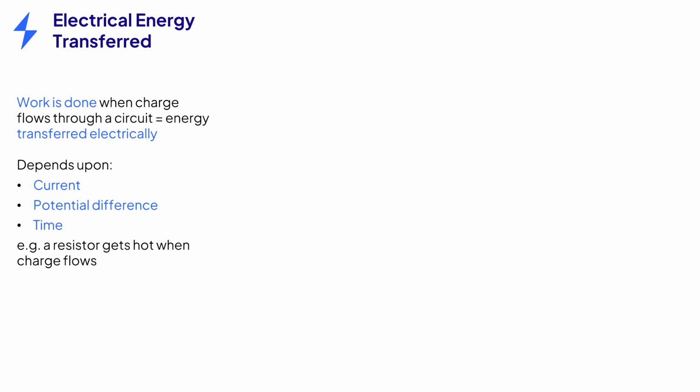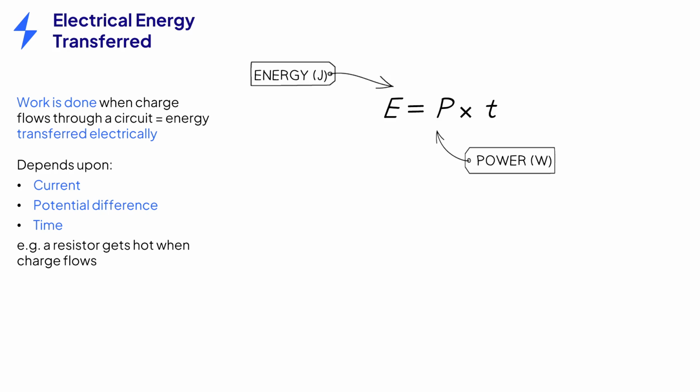The energy transferred electrically can be calculated using the equation E is equal to P times T, where E is the energy in joules, P is the power in watts, and T is the time in seconds.